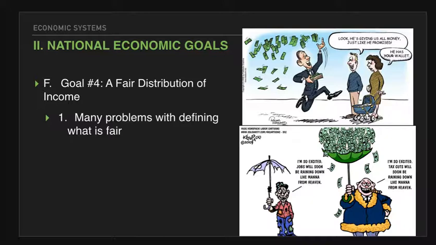A lot of this depends on what you define as fair. What is a fair distribution of income? And if you ask 10 different people, you're probably going to get 10 different answers. What does it mean to distribute our income fairly in our country? And so there's a whole lot of problems with defining what is fair.